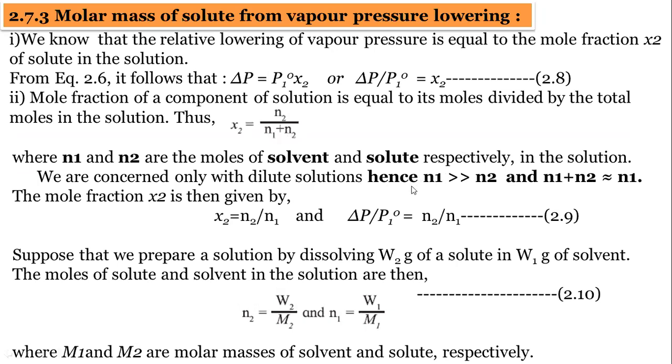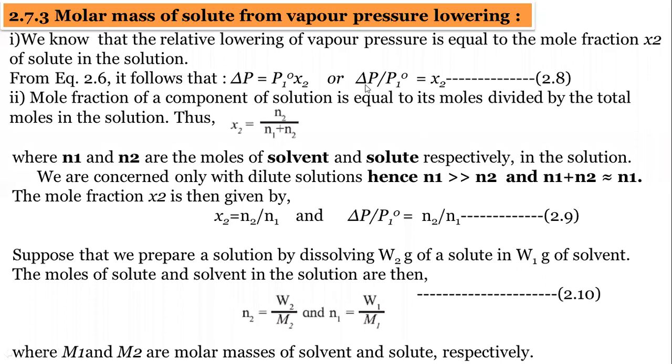So the mole fraction X2 is equal to N2 upon N1, because N1 plus N2 is equal to N1. Why? Because the number of moles of solvent is a very, very large amount, so this is considered as N1. This expression becomes N2 divided by N1. In equation 2.8, X2 is N2 upon N1. So delta P upon P naught 1, putting this value N2 divided by N1 in this equation.